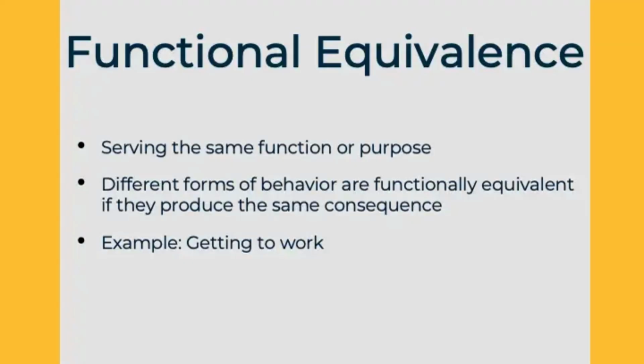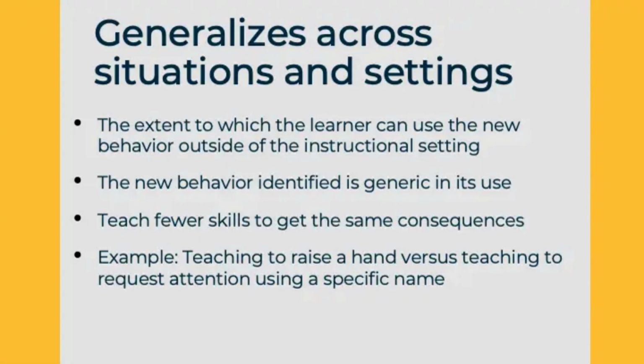The term functional equivalence is used when describing different forms of a behavior that result in the same consequence. An example of this is getting to work. One coworker may ride their bike to work, one coworker may carpool, while another may drive. The form of these behaviors is different, but the resulting consequence is the same, getting to work. Not all functionally equivalent replacement skills are ready to teach without more consideration. Everyone has nuances that require thoughtful attention.